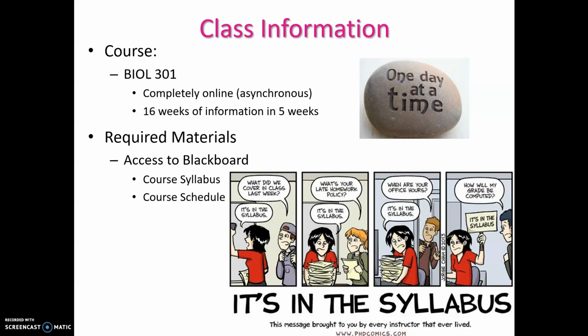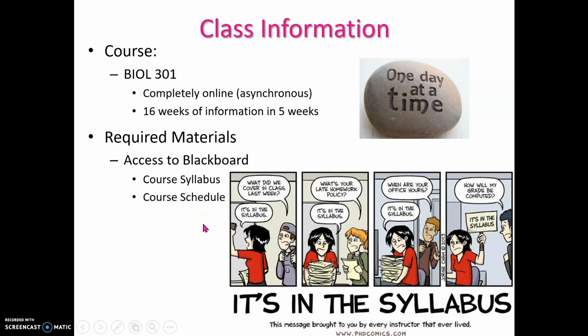I recommend doing one day at a time, okay? Get one assignment done each day, because it's 16 weeks' worth of information that you are completing in 5 weeks. So what you would normally have during an entire spring or fall semester, you will be doing now during this summertime. You have to have access to Blackboard, a computer, and reliable internet. On Blackboard is where you will find everything that you need.